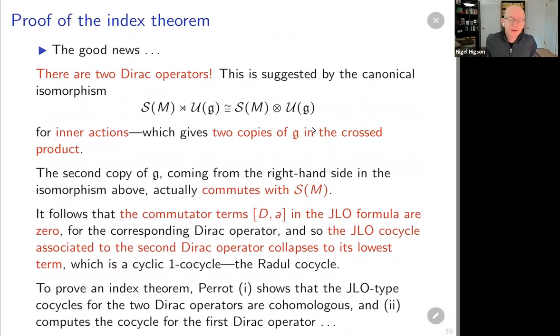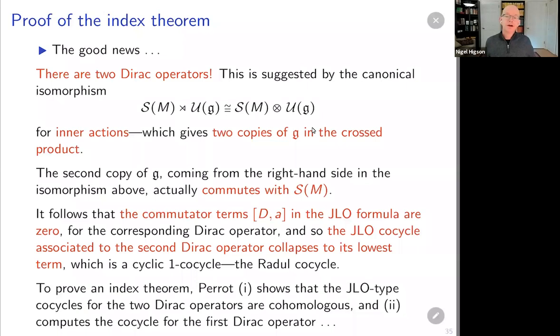On the other hand, the cross-product perspective tells you exactly why there are two Dirac operators, because whenever you form a cross-product by an inner action, which is what we're discussing here, the cross-product algebra is always isomorphic to just a tensor product. You can untwist the action and it becomes a usual tensor product, not a twisted tensor product. And so you see inside of the cross-product, there must be two copies of the Lie algebra G. There's a copy inside of the enveloping algebra as it acts in a non-trivial way on S of M, and then there's another copy which doesn't interact with S of M at all.